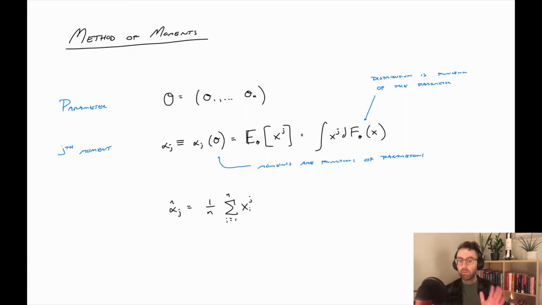Okay, but remember, this has nothing to do with data. We're sort of talking about things that have to do with the probability side of our circular diagram there. But now we're going to move to the other side of that diagram and talk about moments of the sample. So what I have written here is the jth sample moment.